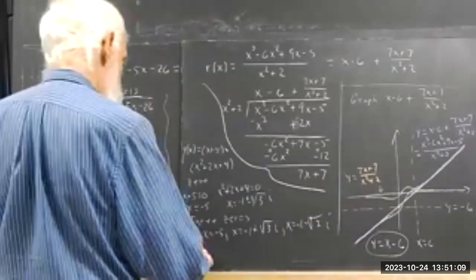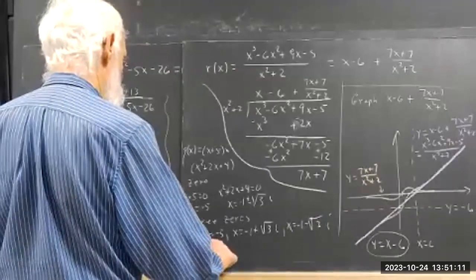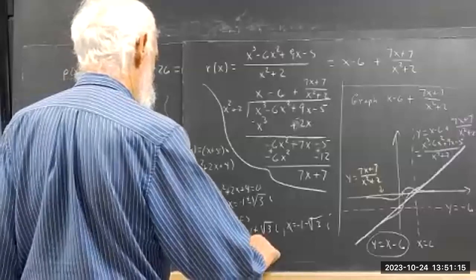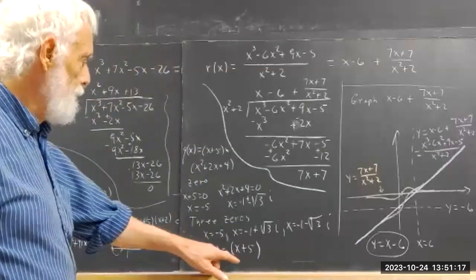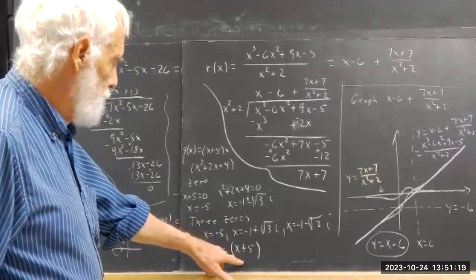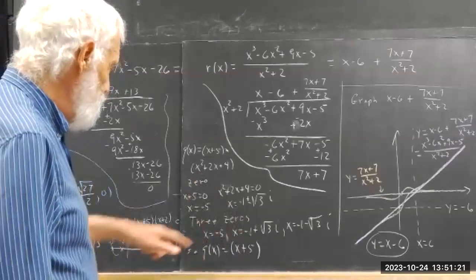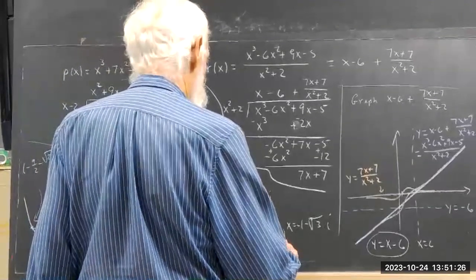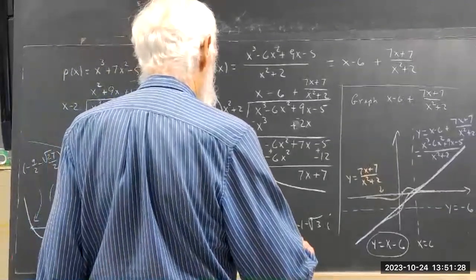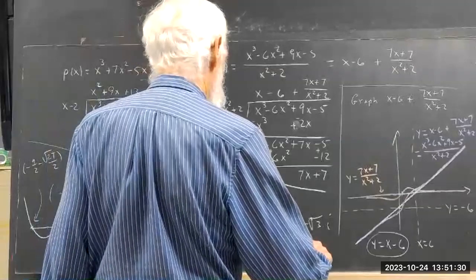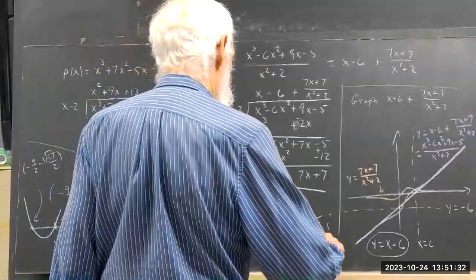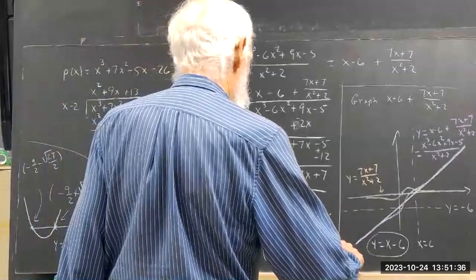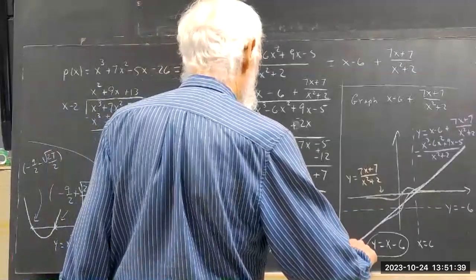So for P of x to have a 0 at -5, it has to be x plus 5 times something. Of course, we already know that. Then times x minus (-1 plus the square root of 3i), and then x minus (-1 minus the square root of 3i).